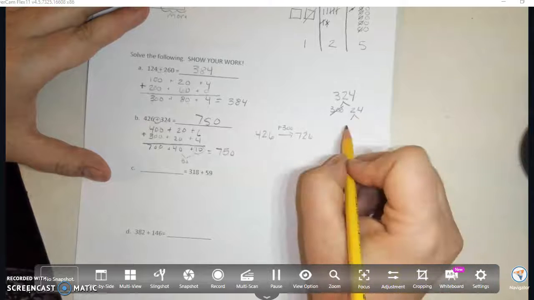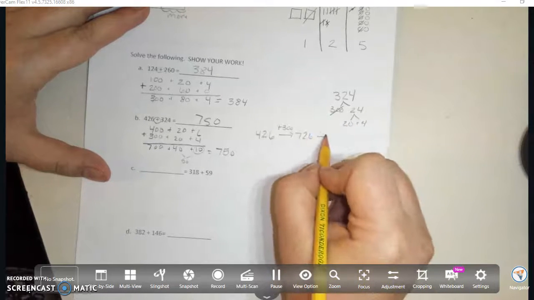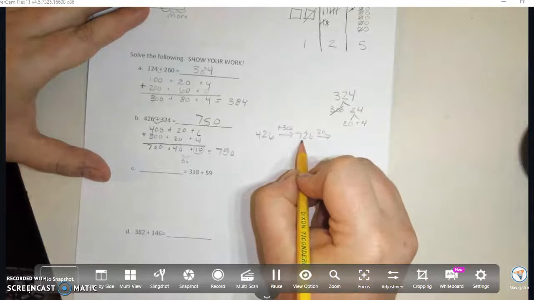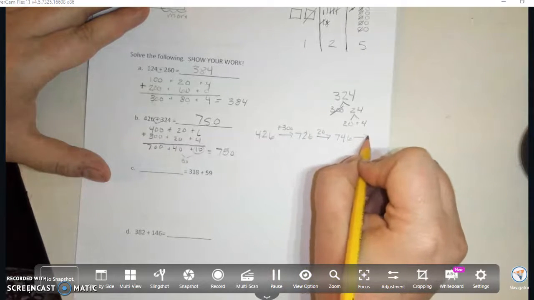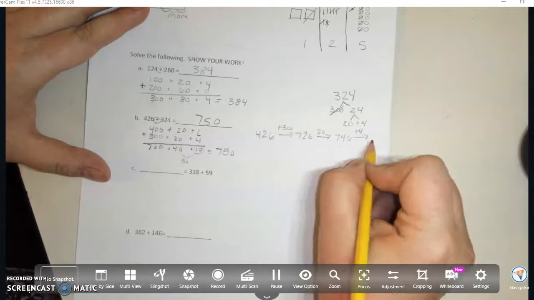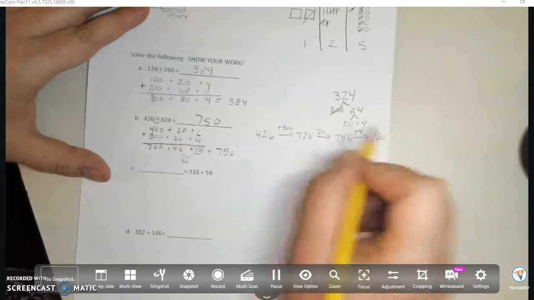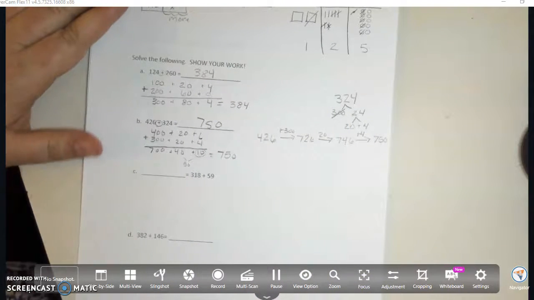And my 20 is. So I'm going to add my 20. 746. And then my last number to chunk out is that 4, making it 750. It's a really good way to check your math to make sure that both have the same answer.